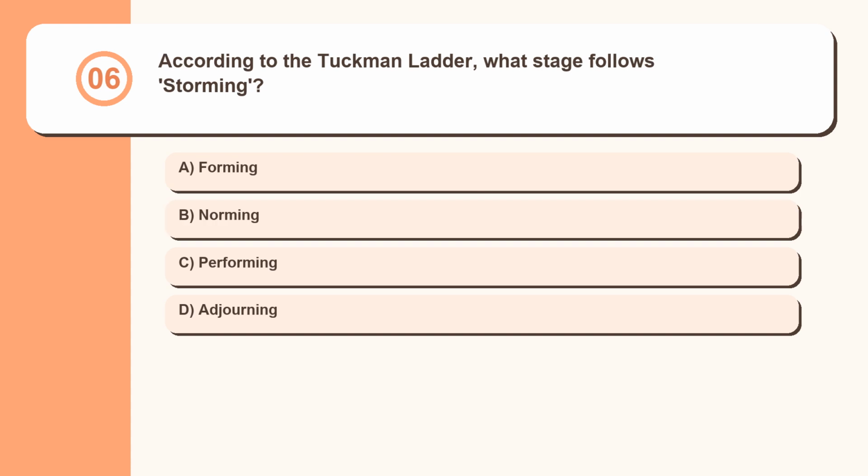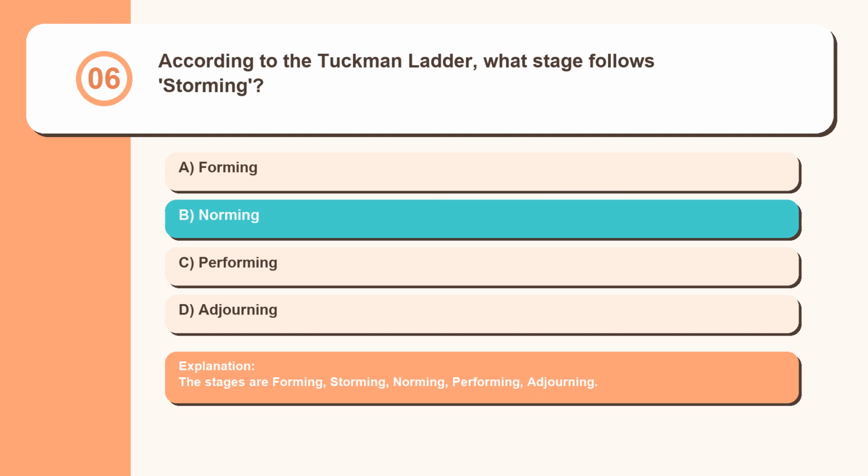Question 6. According to the Tuckman ladder, what stage follows storming? Forming, norming, performing, adjourning. The stages are forming, storming, norming, performing, adjourning.